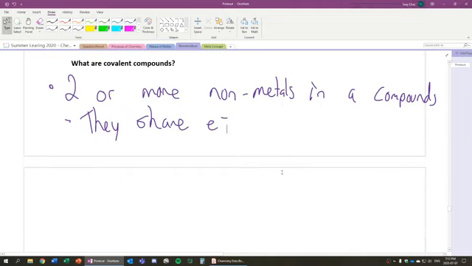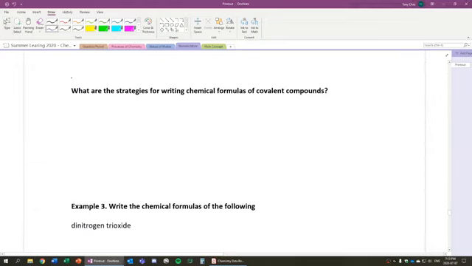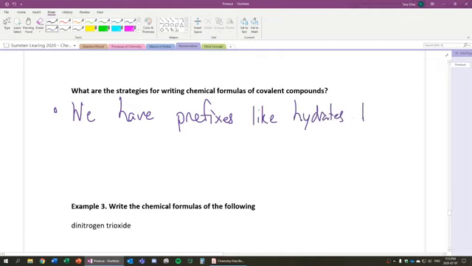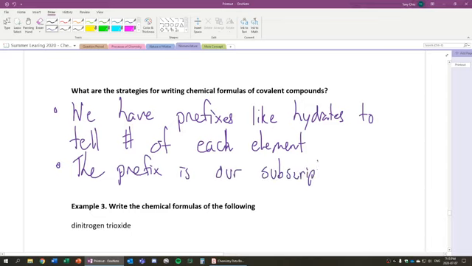Okay, so what do we do with covalent compounds? How do we name them? Well, the strategy for writing the formula is that we have prefixes, like the hydrates, to tell the number of each element. Okay, so what does that mean? Well, we have the symbols for each element, but we also have the subscript, and the prefix is our subscript.